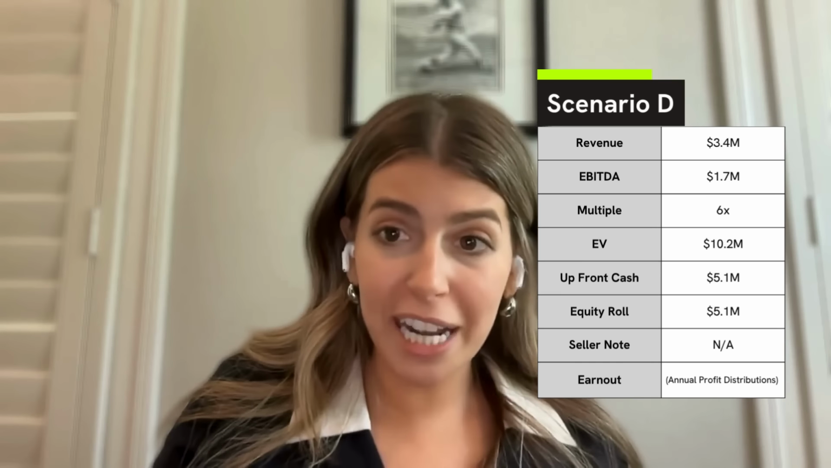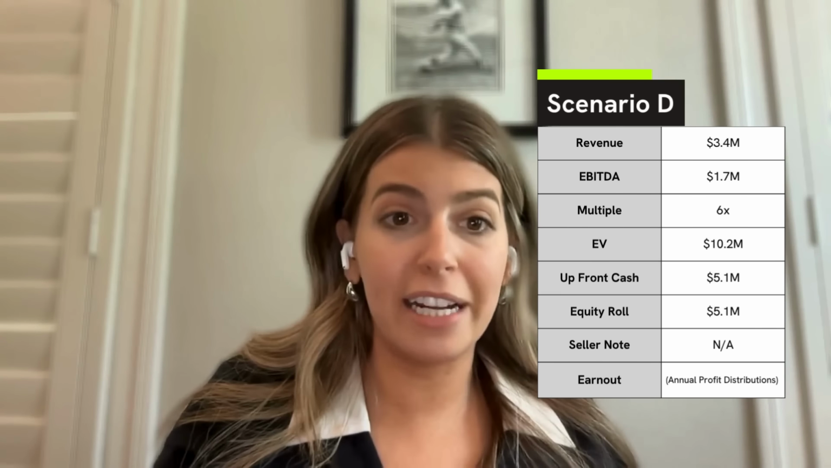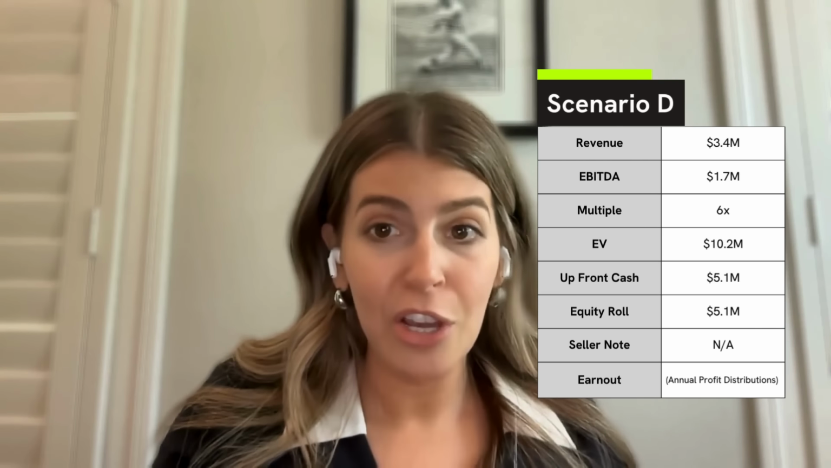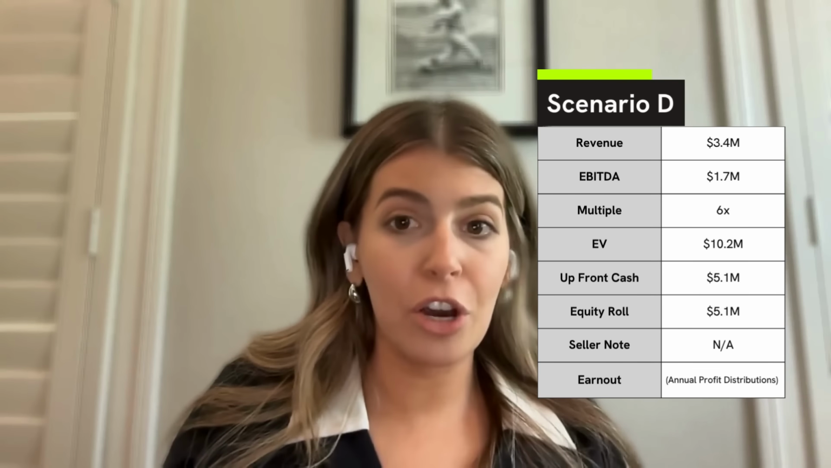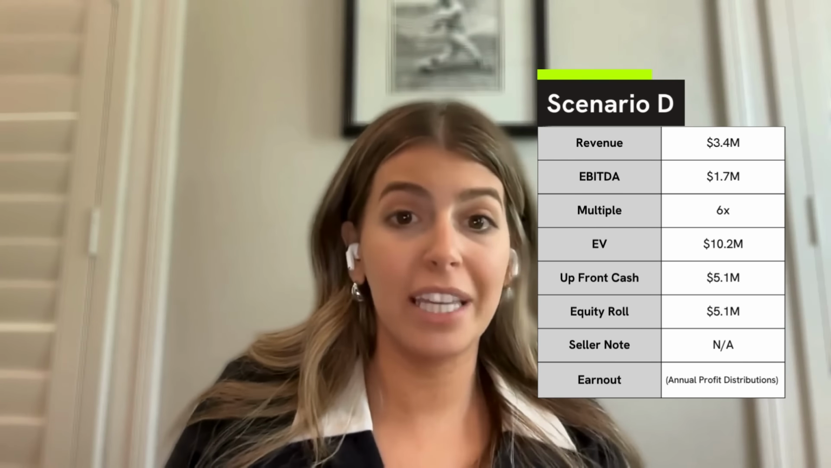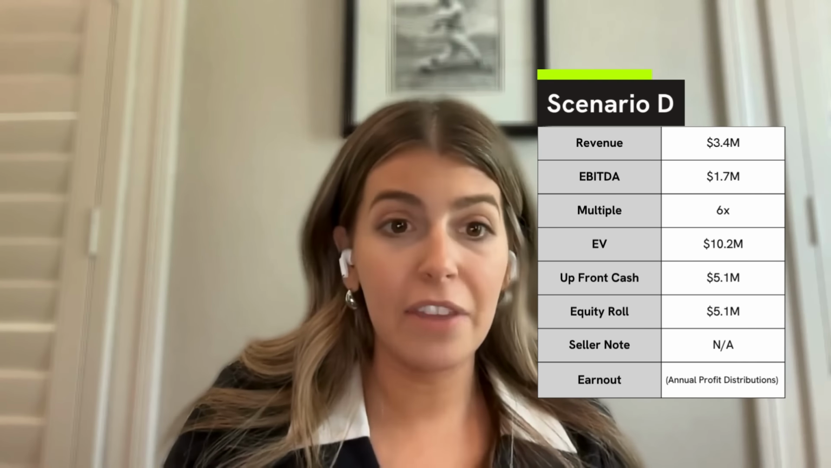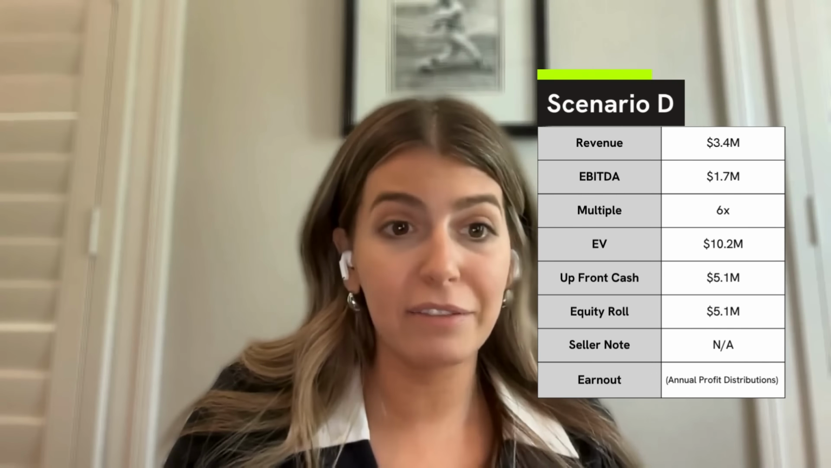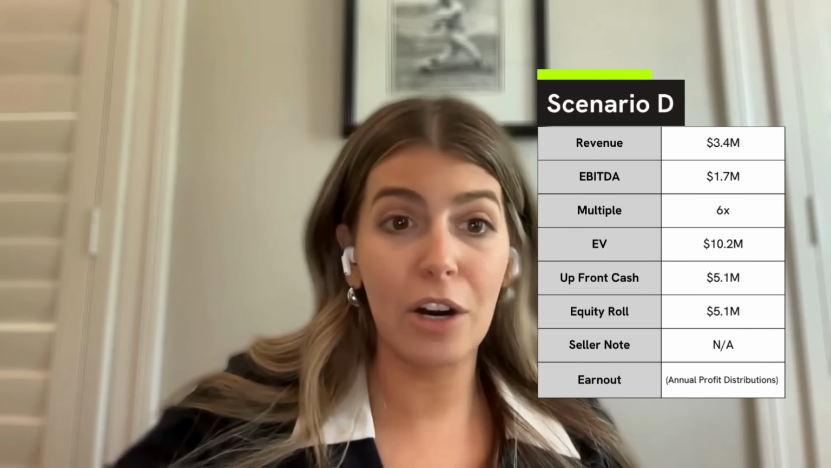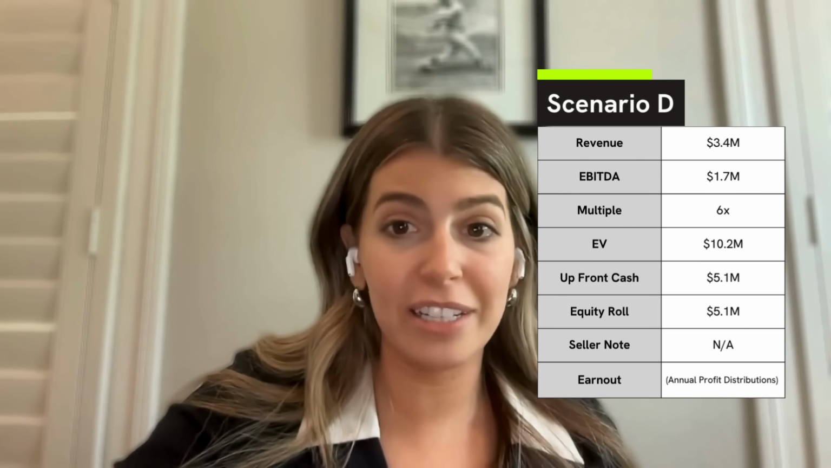But the buyer wanted to protect themselves here, and they were willing to write a $10 million check at close. So how is this structured? We decided that what we call the cash consideration is $5.1 million, and then the rollover would also be $5.1 million. So they are getting a 50% cash consideration.